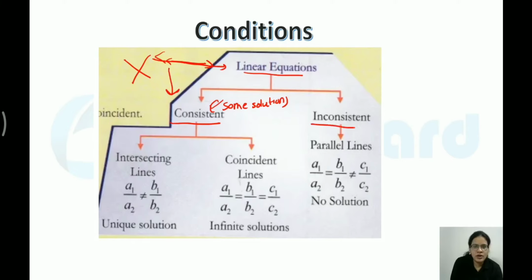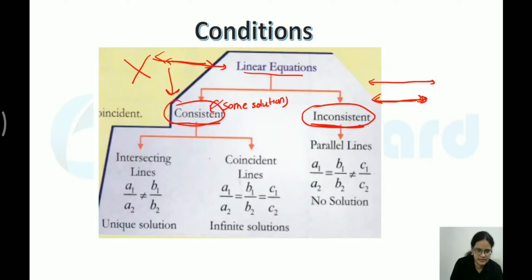But when I'm not having any solution, one line is like this, the other line is like this, I will call them inconsistent over here. Okay, so in the exam also, they will ask you which of the following is an inconsistent set of equations. Inconsistent means you have to figure out which of them are parallel lines. They do not have a solution. So in consistent, you have two cases.